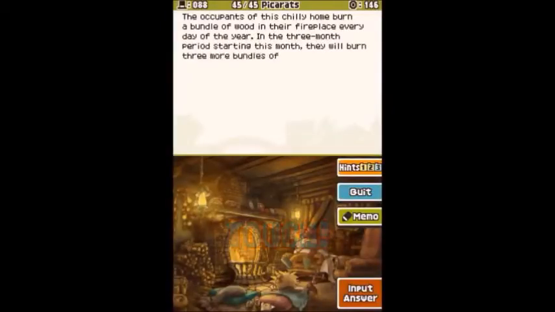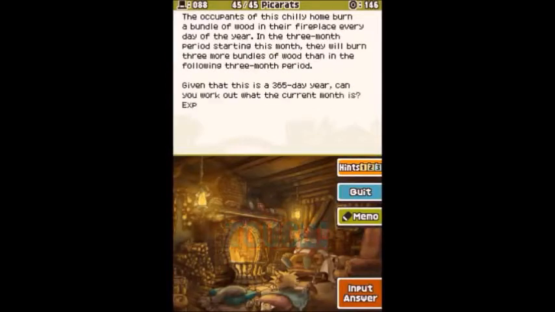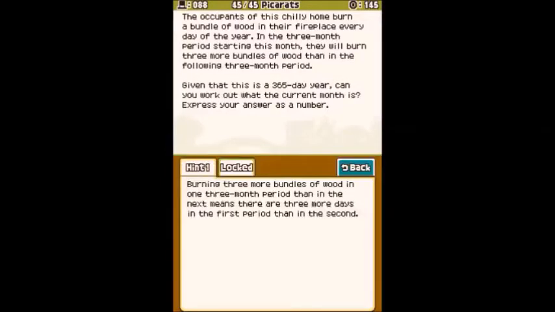The occupants of this chilly home burn a bundle of wood in their fireplace every day of the year. In the 3-month period starting this month, they will burn 3 more bundles of wood than in the following 3-month period. Given that this is a 365-day year, unless it's a leap year, can you work out what the current month is? Express your answer as a number. It's quite simple. Just formulate a formula using the amount of days, amount of months, amount of days in a year, and you can get something.